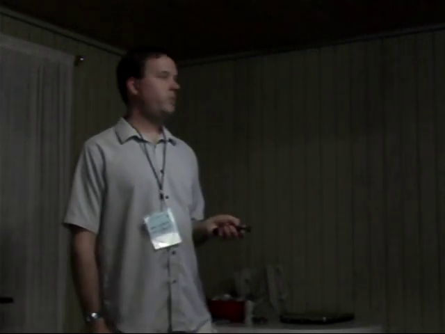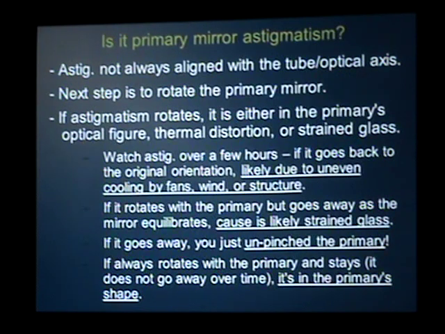That's the other problem with strain. The mirror shape may not be stable. It's like having a spring within the glass. And if something happens to it, it can creep over time or it can suddenly change shape. If the astigmatism goes away when you rotate your mirror, hallelujah, you just fixed your problem because you had a slightly pinched primary. It's simple things like this that can solve the problem. And if it always rotates with the primary and does not go away over the course of the night, then chances are it's in the primary shape, and the only way to fix that is to polish on the mirror and polish it away and fix the shape.